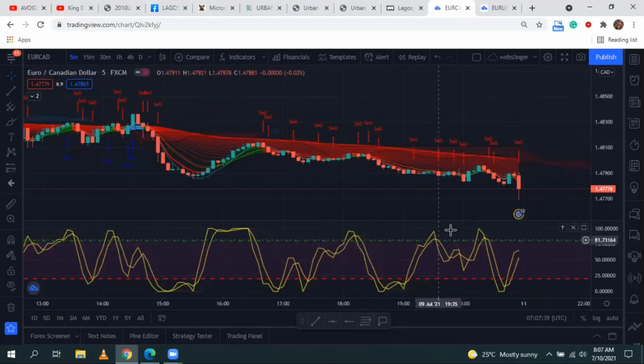The market must be overbought. You get your sell arrow. That's when you enter the market.